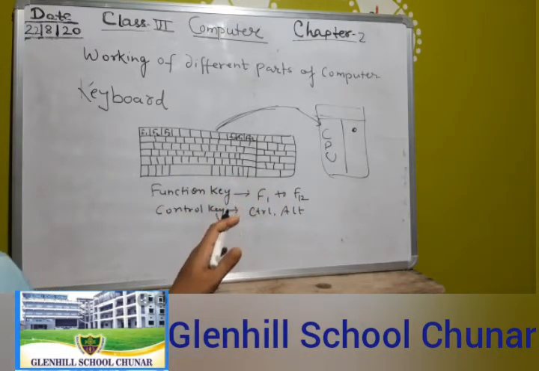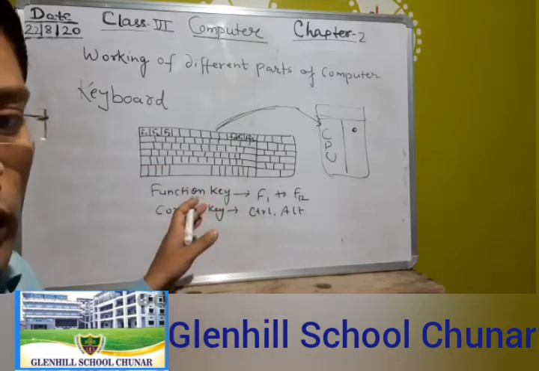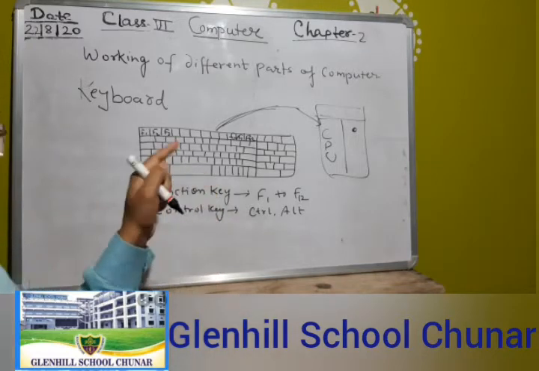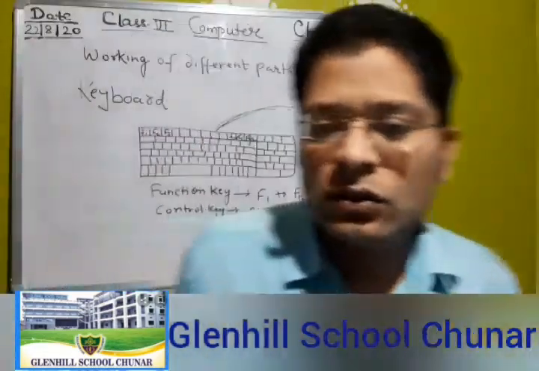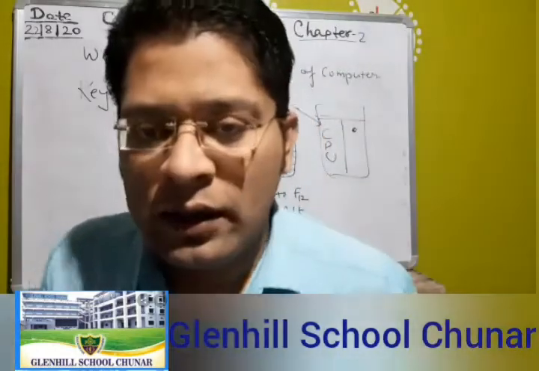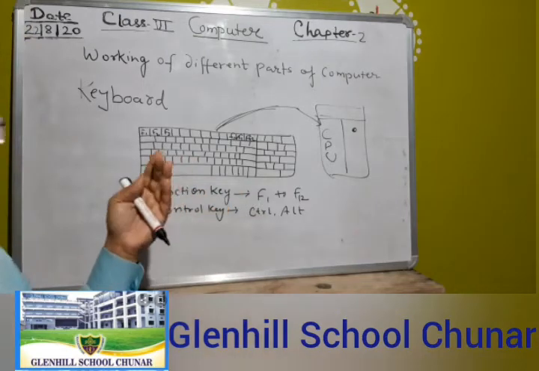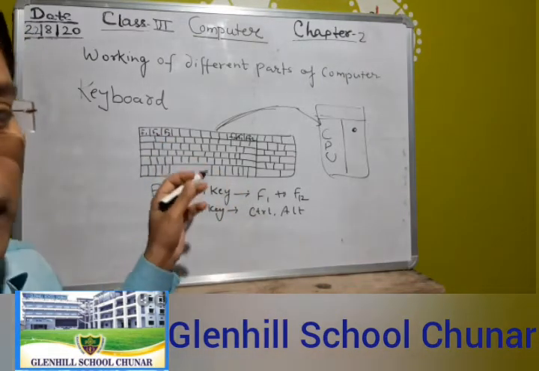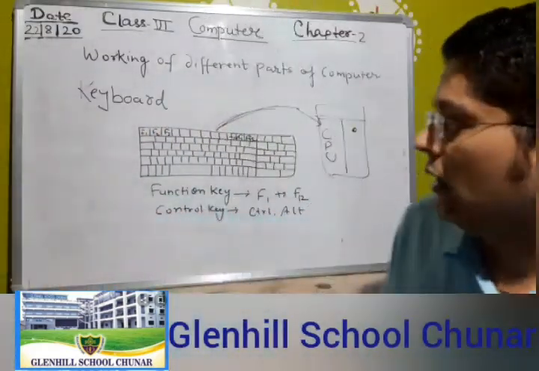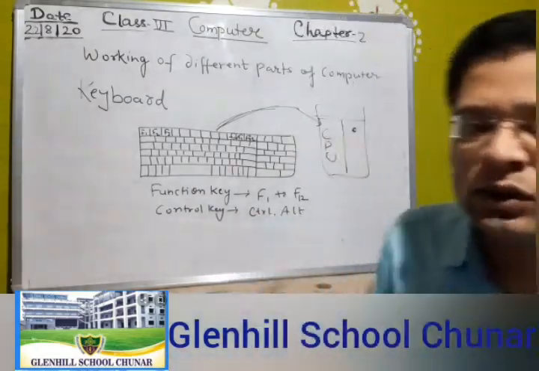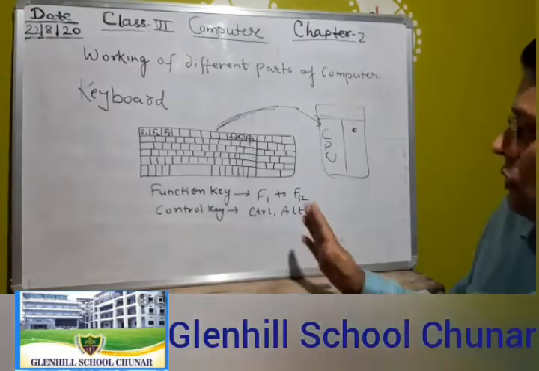There are two sets of scan codes for each key action: one when you press the key and another when you release the key. The operating system reads the message from the keyboard microprocessor and translates it into the letter accordingly, whichever button you press.